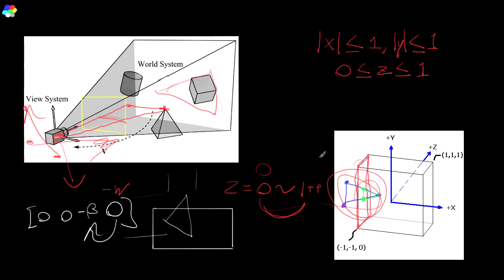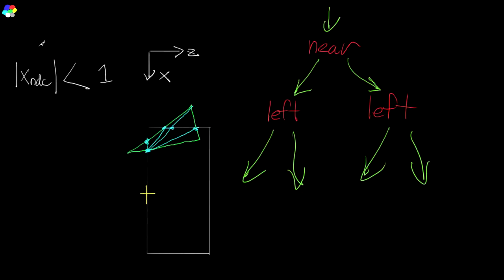Now, there's a little optimization we can make here. So let's say we're clipping to the X. We're clipping to the left and the right. The expression for that would be absolute value of X less than or equal to 1. If that's true, it's not being clipped. If it's false, we got to clip that guy.